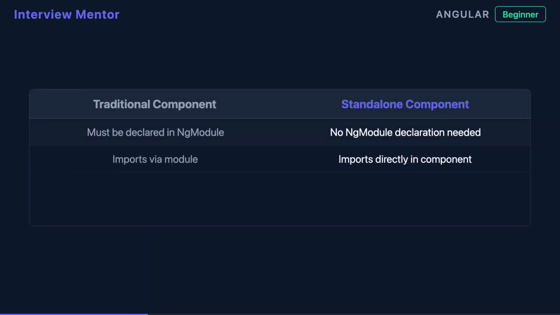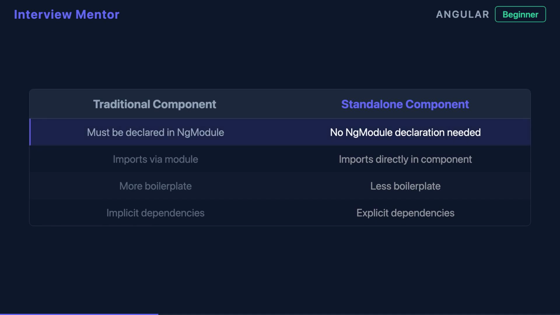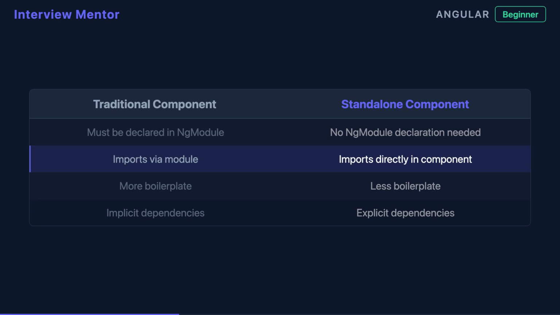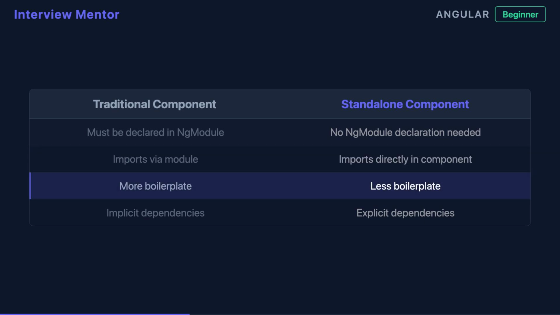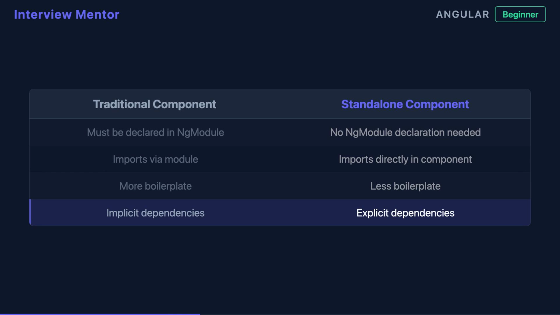Here's the big difference. Traditional components must be declared in a NgModule's declarations array. Standalone components skip this entirely. No module declaration needed, no module boilerplate. This reduces code and complexity significantly.